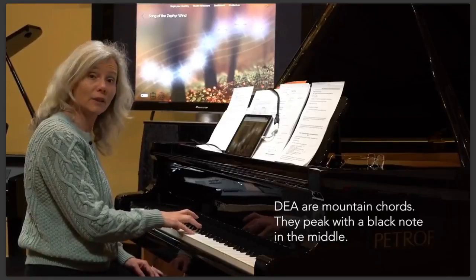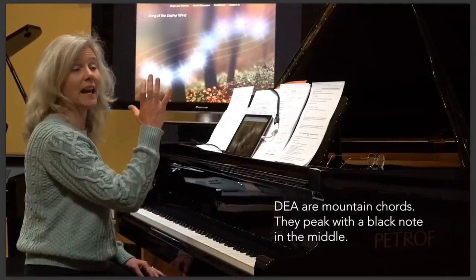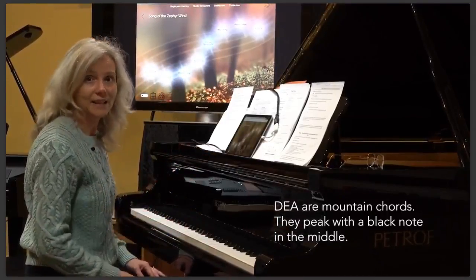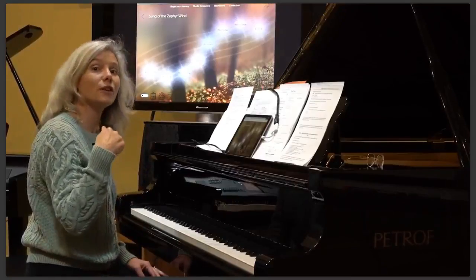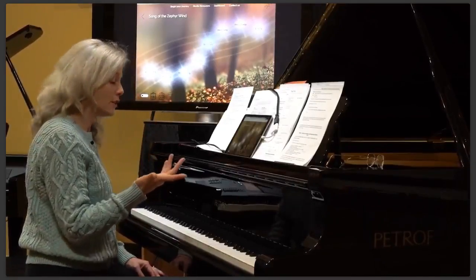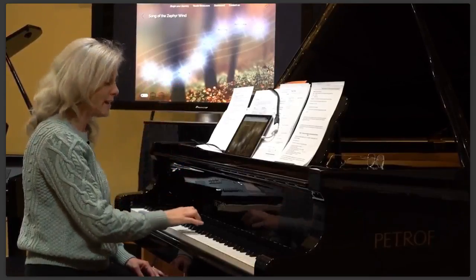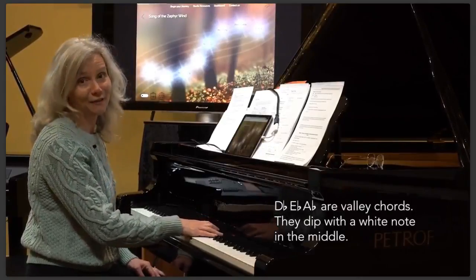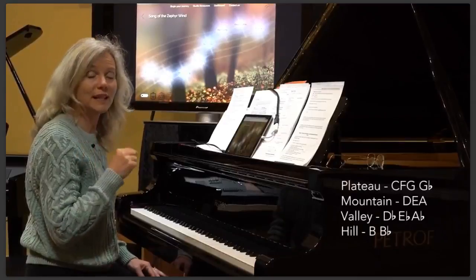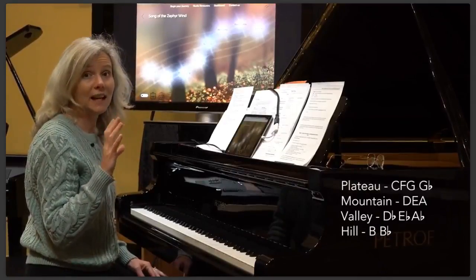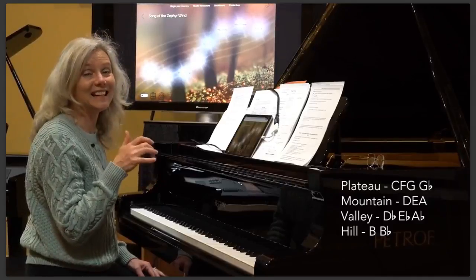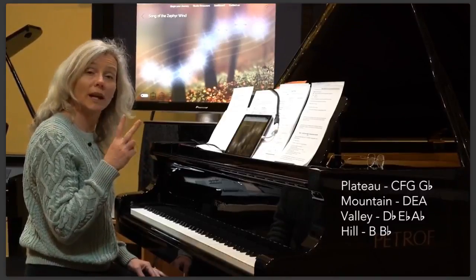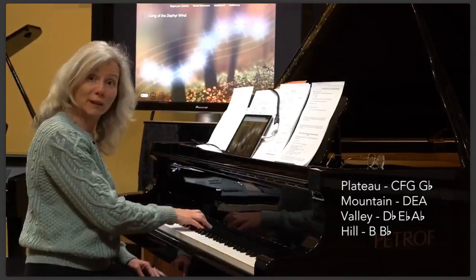And so my D chord has D, F sharp, and A. So it goes up as a peak. Of course, E and A is the same. And then I have my valley chords. And so they're obviously the opposite of the deer chords. So now we've got D flat, F, and A flat, belonging to the D flat chord. Same with the E flat and the A flat. So plateau chords, C, F, and G, mountains, D, E, and A, and valleys, D flat, E flat, and A flat. And of course we've got the 2 hillsides, and that's the B chord and the B flat chord.